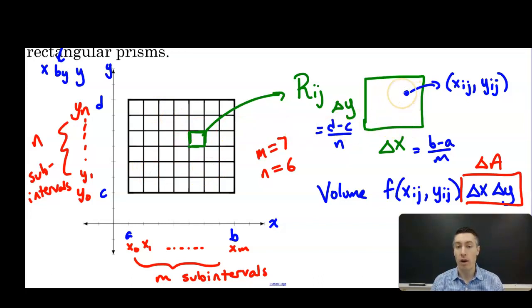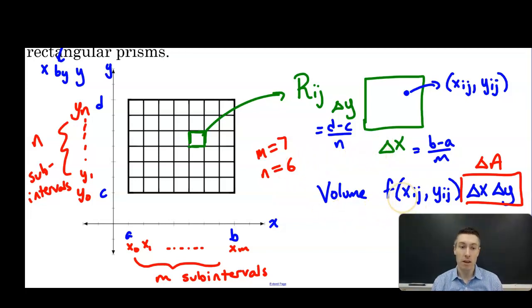Now, as far as this random point that we chose to define the height of the rectangular prism, there's going to be some consistency in Riemann sum problems. Often we're going to choose it to be the lower left-hand corner, the upper left-hand corner, upper right-hand corner, or the midpoint, or the lower right-hand corner. Those are the 5 that we typically use as what we call sample points, the points that define the height of the rectangular prism we're using to approximate the volume.